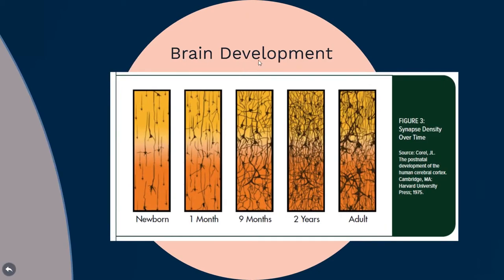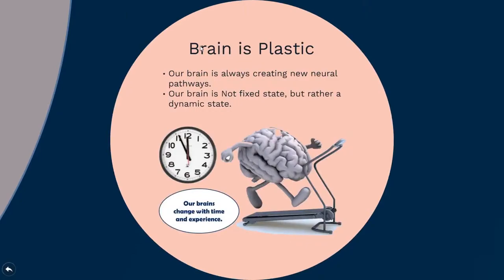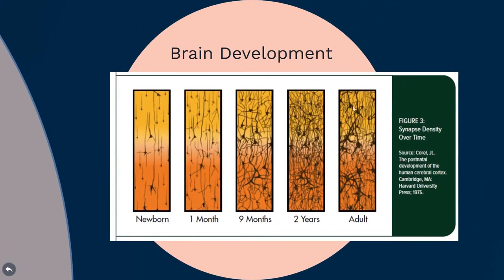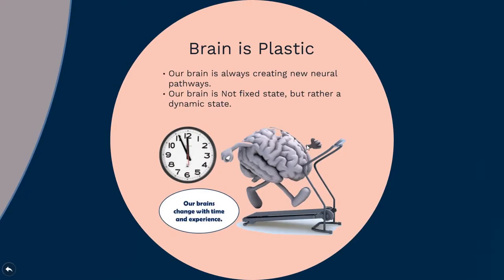This is a slide I got from Harvard. Newborn babies have neurons all over the place, but in adults the neurons are all connected with each other somehow. So that's neuroplasticity, and it's exactly why it's said that the brain is plastic. Our brain is always creating new neural pathways. Even though you get old, it's always changing.